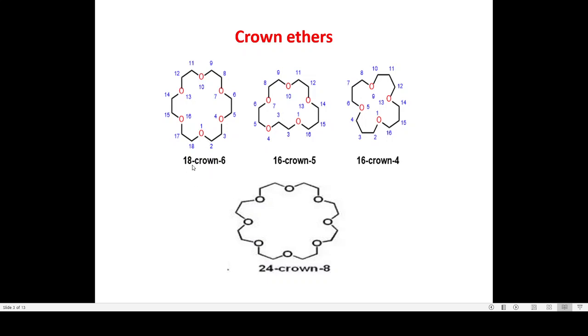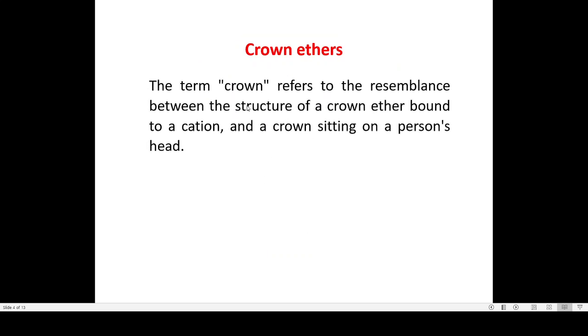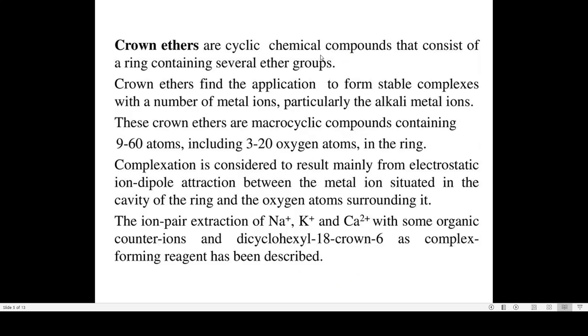And these crown ethers we call by the names 18 crown 6, 15 crown 5, 12 crown 4, 24 crown 8. The term crown refers to the resemblance between the structure of a crown ether bound to a cation and a crown sitting on a person's head, and hence we call it the crown ether.